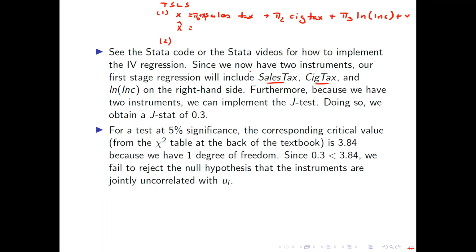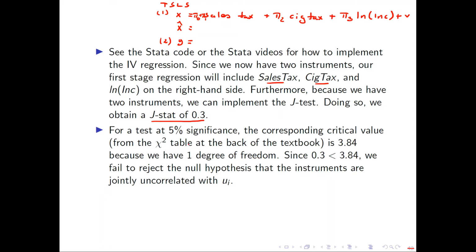And what we do is that we follow the steps in the previous video, and if we implement the J-test here by using the data on sales tax and cigarette tax with the income and the price and quantity of cigarettes, then we can implement the J-test and we obtain the J-stat of 0.3.